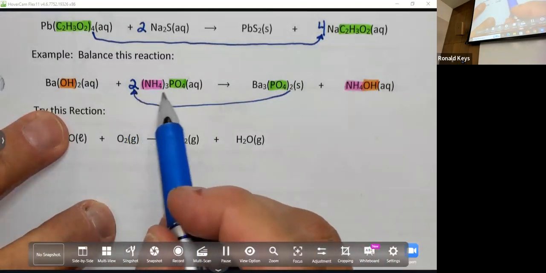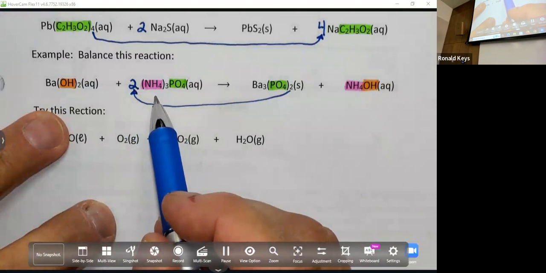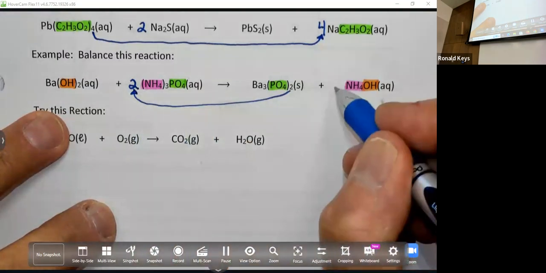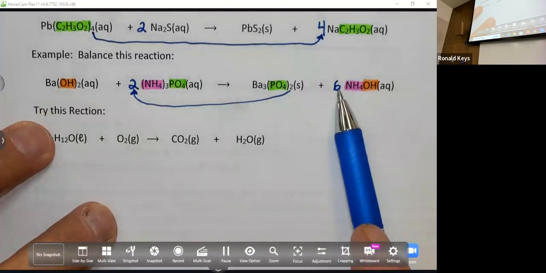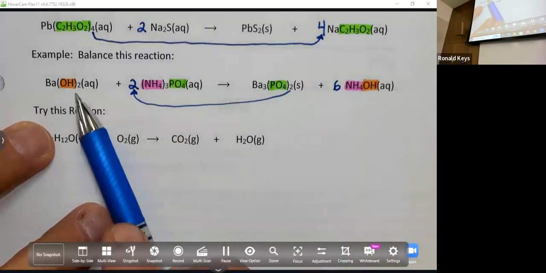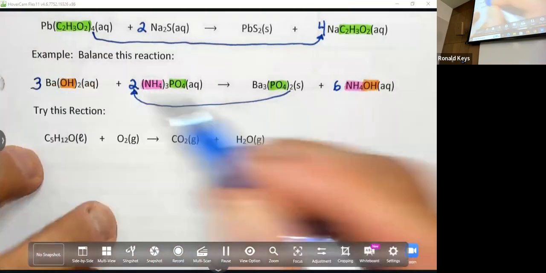That makes our NH4 6. So we're gonna put a 6 here. And then our OH is a 6. There's 2 OHs here, so we would put a 3.